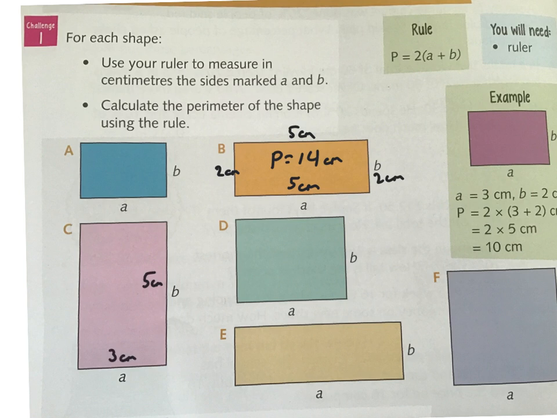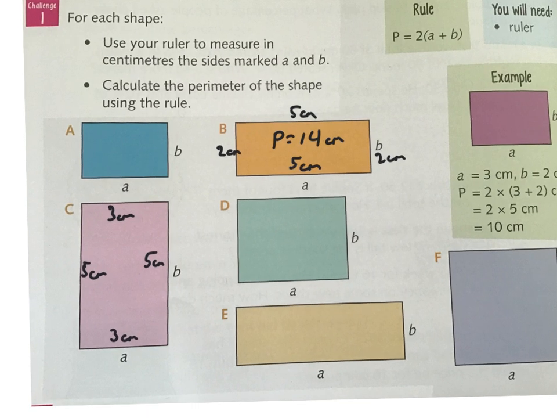When I did shape C, I measured that side B was 5 centimeters and side A was 3 centimeters. I know that the opposite sides are equal in a rectangle, so I knew that this other side was 5 and the shorter opposite side was 3. And when I added all those up, 5 and 5 and 3 and 3, I got 16. So the perimeter was 16 centimeters.